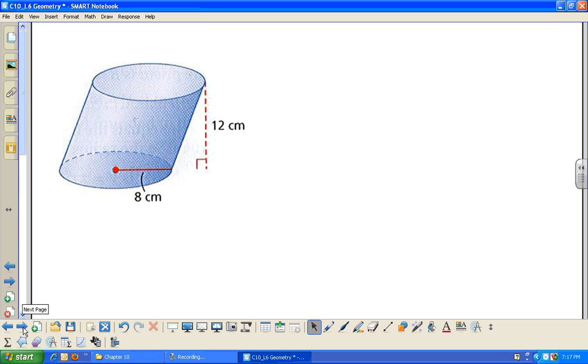Now if I'm looking for the volume of this slanted cylinder, I find the area of my circle, which is equal to my radius squared times pi, which is equal to 64 pi. And we multiply that by your height.